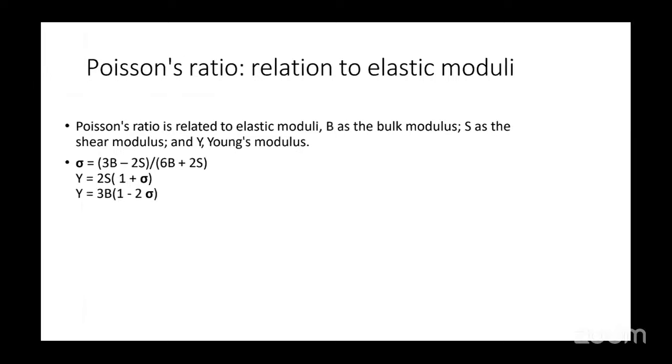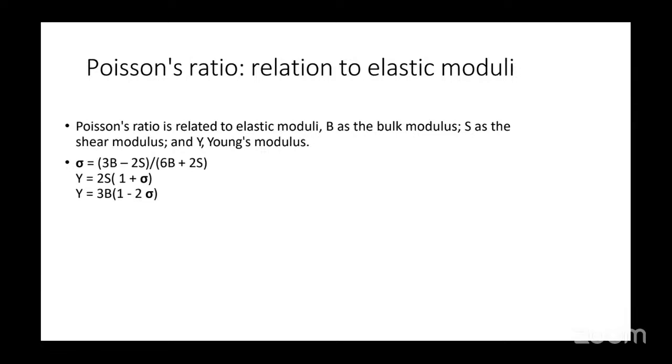So this is another expression relating all the three formulas together. The sigma, which is the Poisson ratio, is equal to 3B, B for bulk, minus 2S, S for shear modulus, over 6B, B for bulk, plus 2S, S for shear modulus.